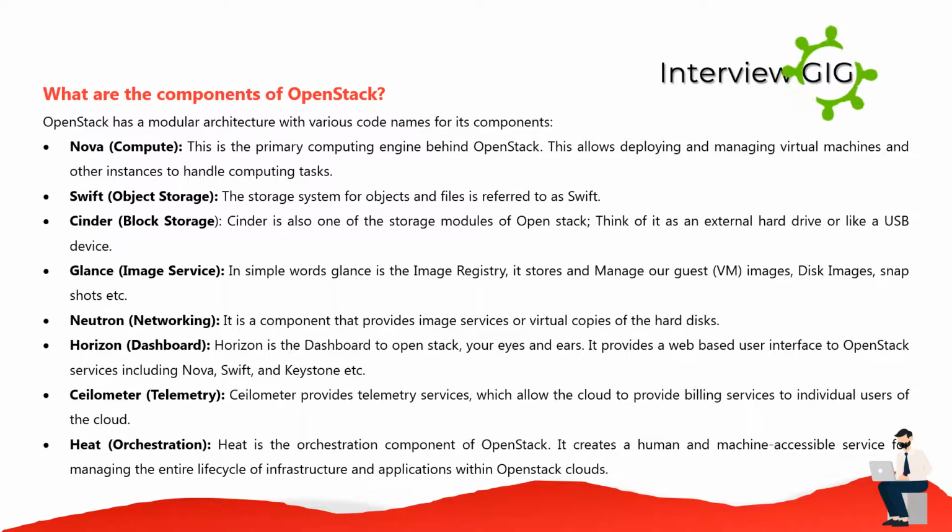Cinder, block storage: Cinder is also one of the storage modules of OpenStack, think of it as an external hard drive or like a USB device. Glance, image service: in simple words, Glance is the image registry, it stores and manages our guest VM images, disk images, snapshots etc. Neutron, networking: it is a component that provides image services or virtual copies of the hard disks.